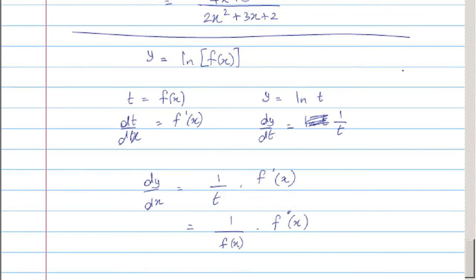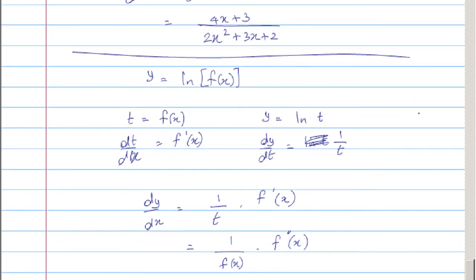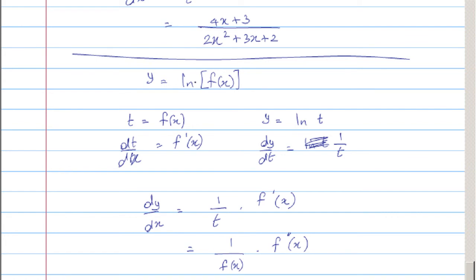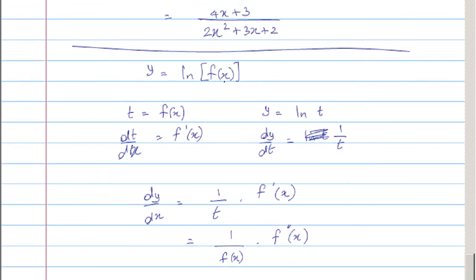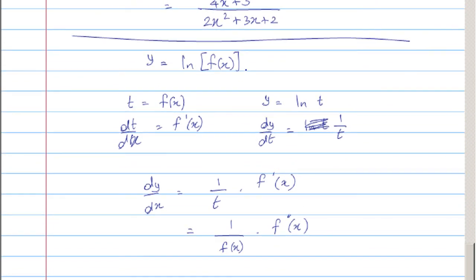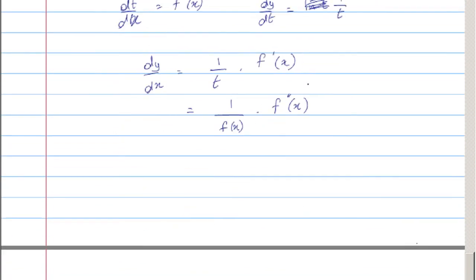Now if you remember, for y equals e to the power f of x, the derivative was e to the power f of x times f dash of x. Now in this case, if I have y equals ln of some function of x, I get 1 over whatever that function is multiplied by the derivative of that function. So let's use this rule and do one quick example.